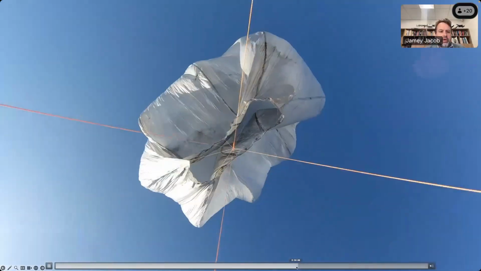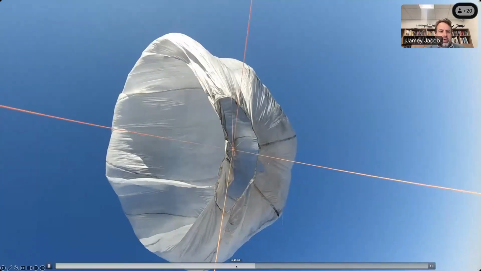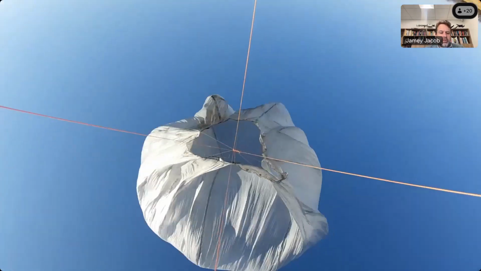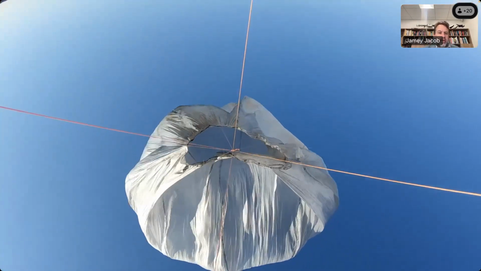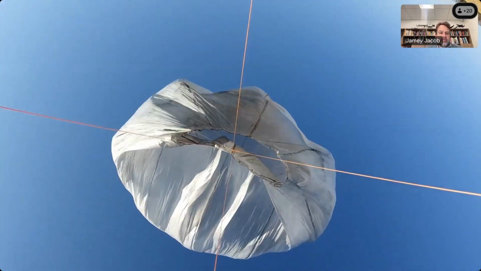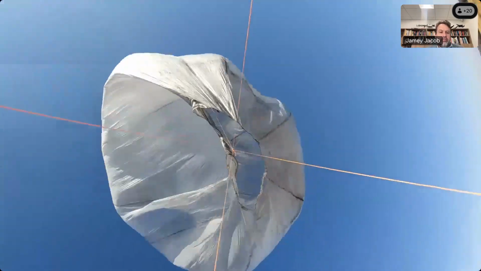I'll pull it over here, and you can see what it looks like as it goes up in the air, right about here. Let it go, and it starts to lift up, and then it starts to take on that traditional balloon shape as it inflates the envelope.